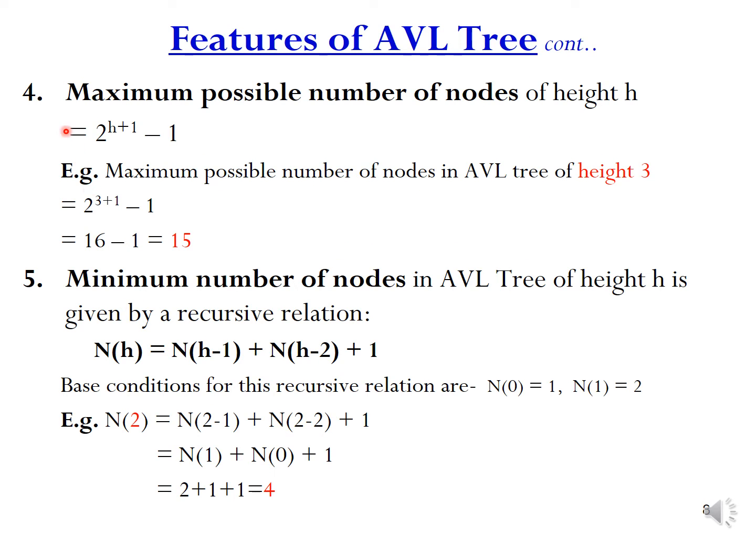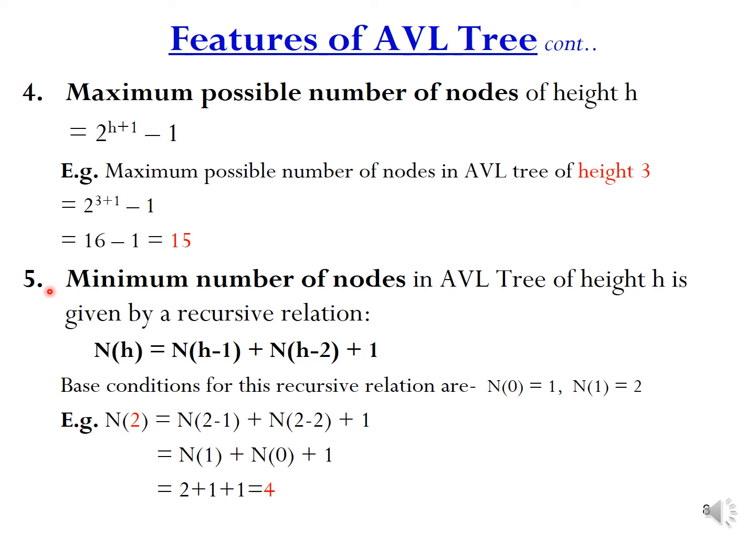The fourth feature of the AVL tree is that we can calculate the maximum possible number of nodes of height h, and this equals 2 to the power h plus 1, minus 1. For example, the maximum possible number of nodes in an AVL tree of height 3 will be 2 to the power 3 plus 1, minus 1, that is 16 minus 1, which equals 15.